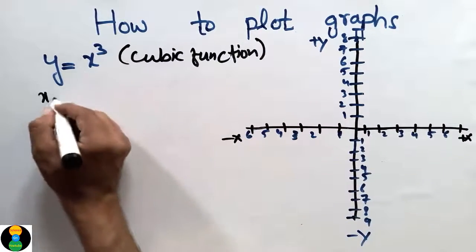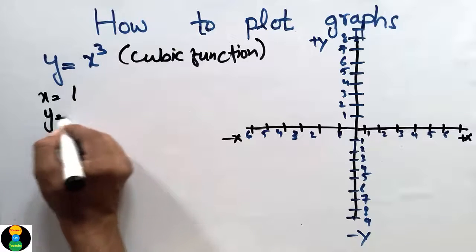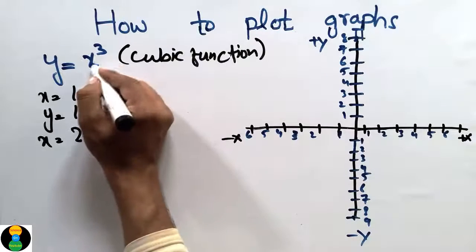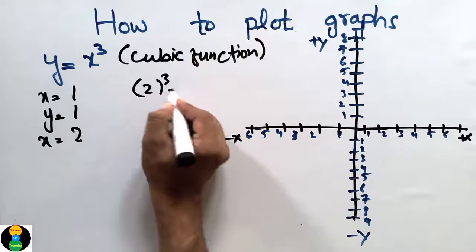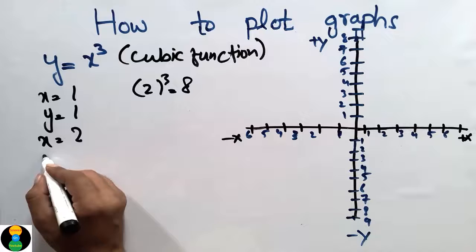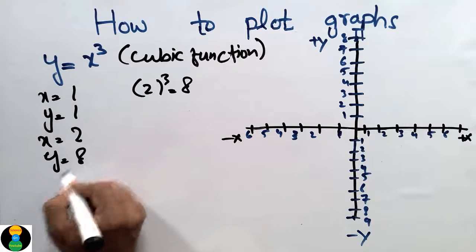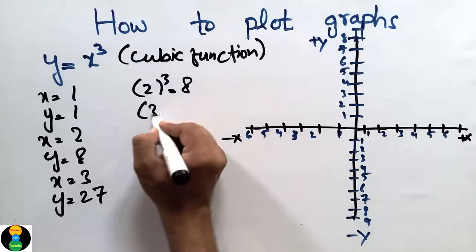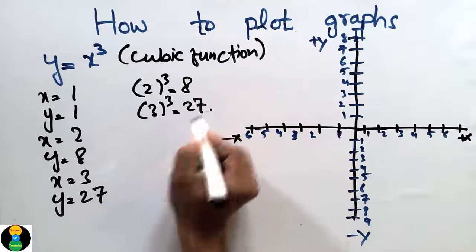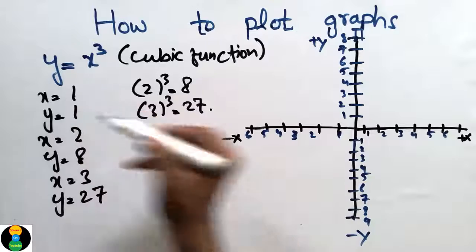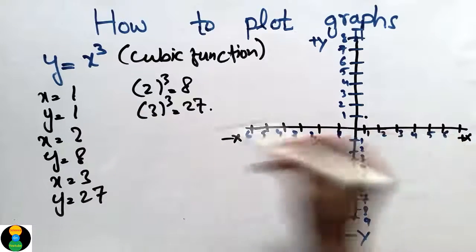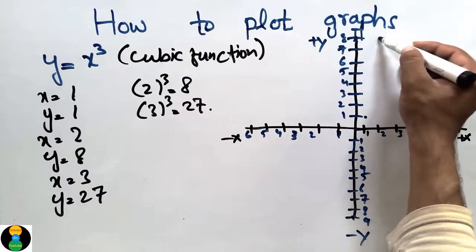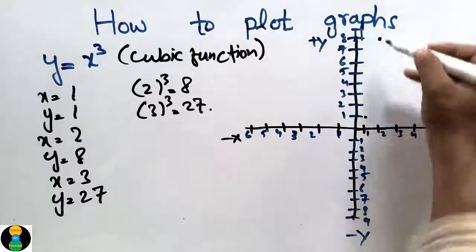When you put here x is equal to 1, y comes out to be 1 again. When x is equal to 2, when you put the value 2 here, 2 cubed comes out to be 8. So when x is equal to 2, y comes out to be 8. When x is equal to 3, y comes out to be 27. When you put the value of 3 here, it comes out to be 27. So by plotting these values, when x is equal to 1, y is also equal to 1. When x is 2, y is 8. Oh, it's very far away now.